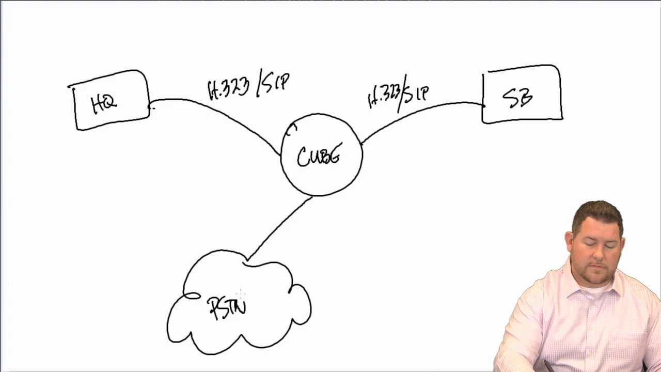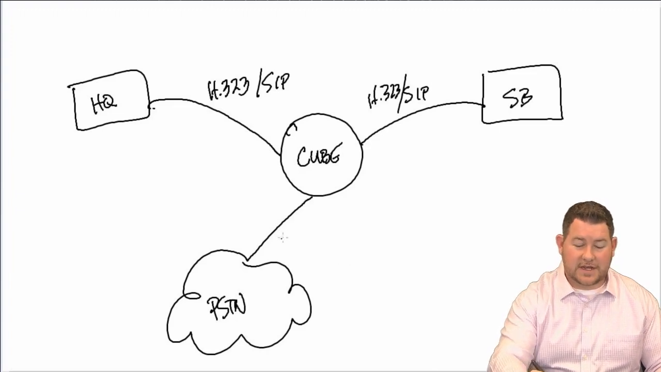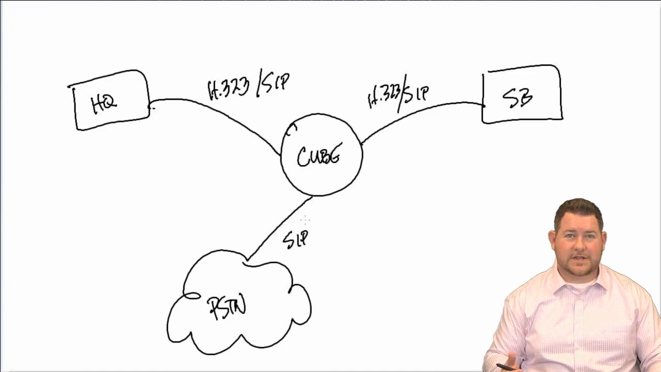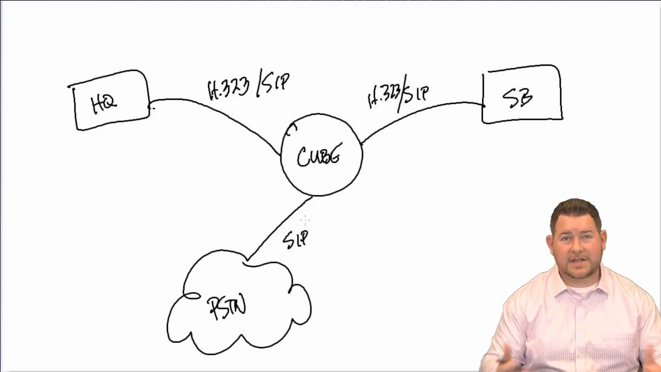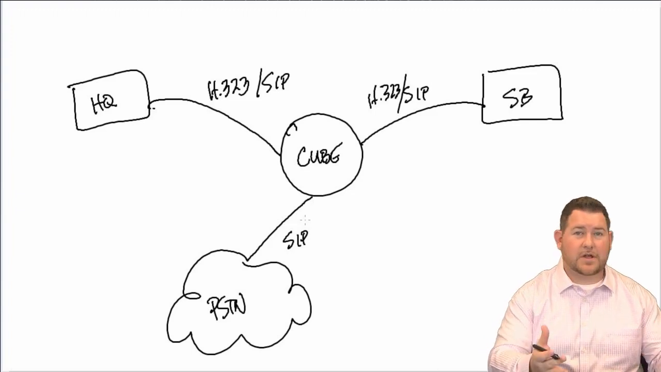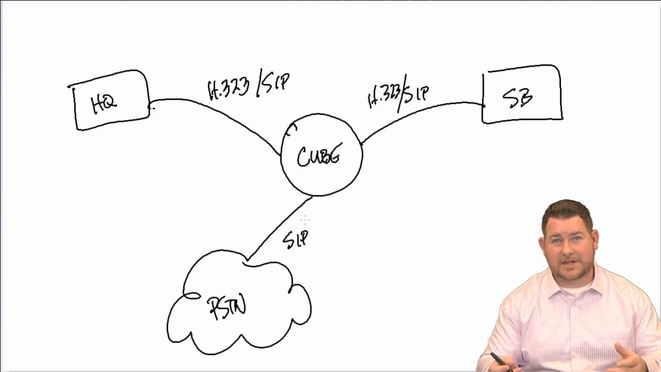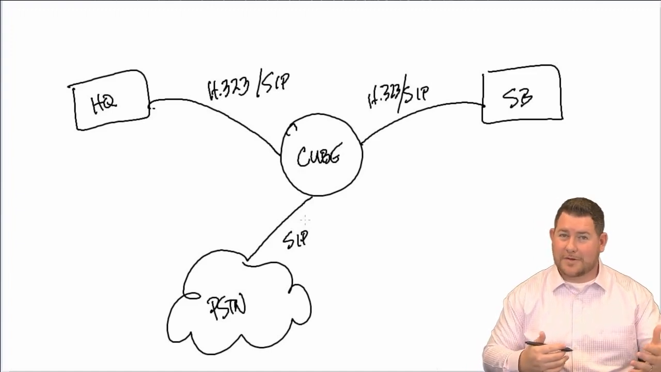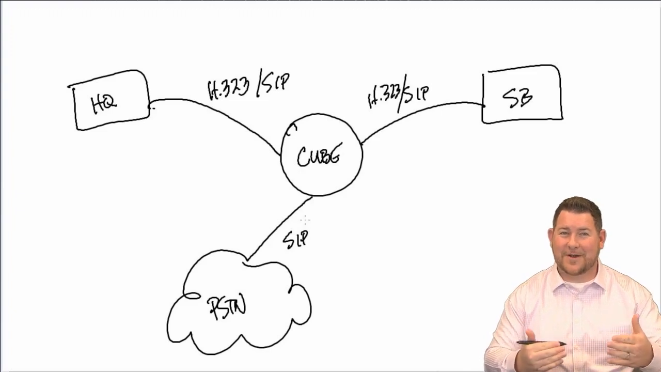Maybe your PSTN connection is a SIP connection out to a SIP provider somewhere, and your Cube is actually going to foster that communication. So it's going to say, hey, I'm going to connect to the PSTN provider in some fashion, and the HQ cluster, for example, is going to connect to that PSTN provider by way of the Cube. And the Cube acts as a border between the two networks there.